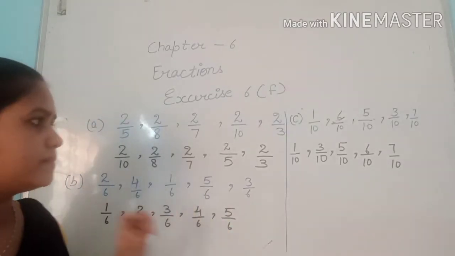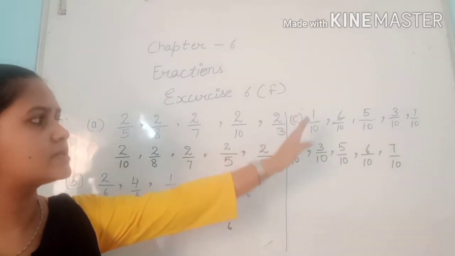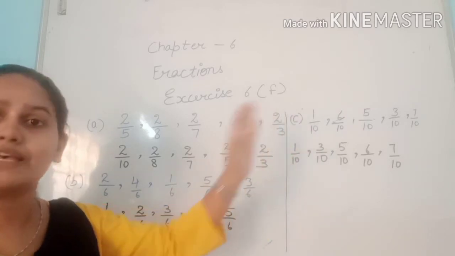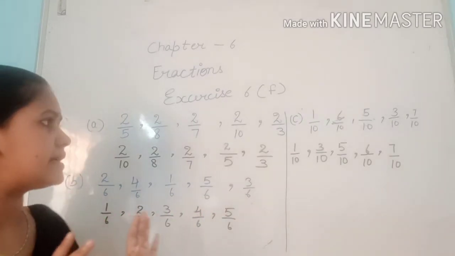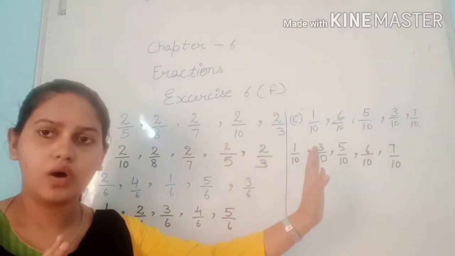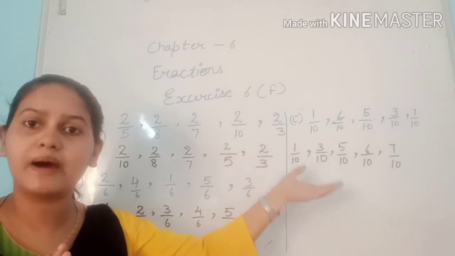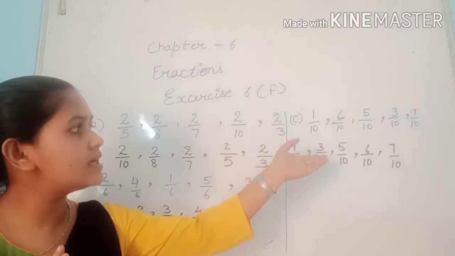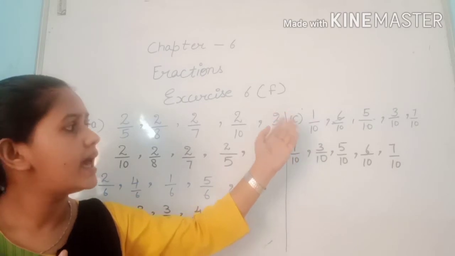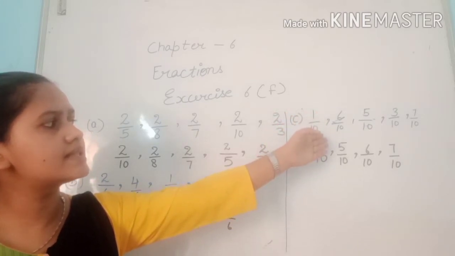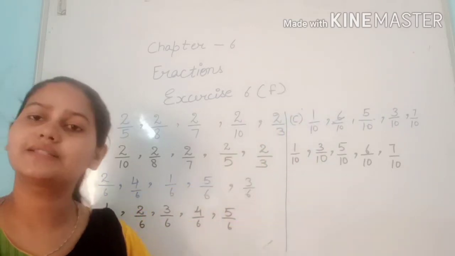Come to the third part. The third part is 1 by 6, 6 by 10, 5 by 10, 3 by 10, 7 by 10, right? There is also a common thing like the second sum: they all have the same denominator. So we will arrange them by the numerator. You can see 1 is the smallest, after 1, 3 is the smallest, then 5, then 6 and then 7. We have arranged them in ascending order.